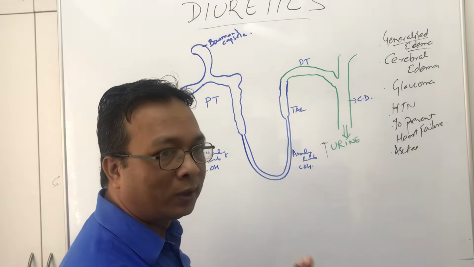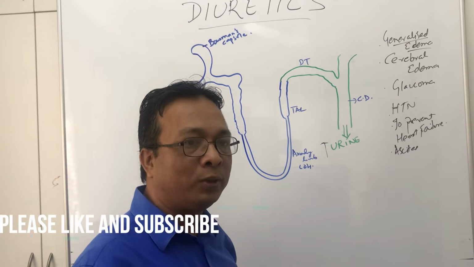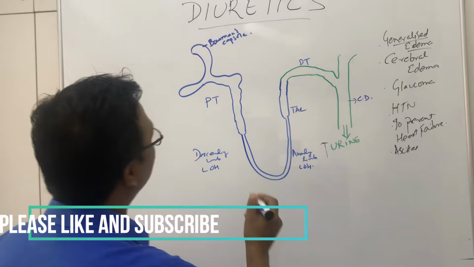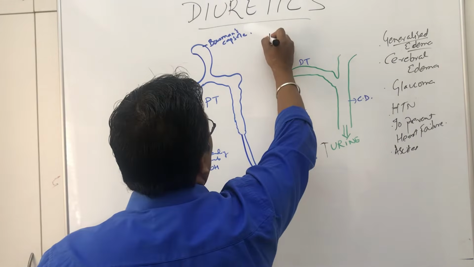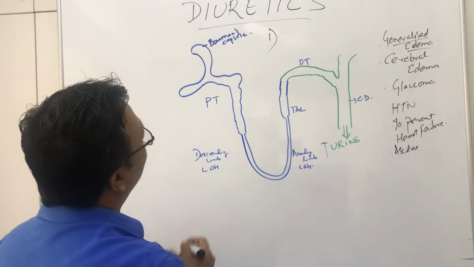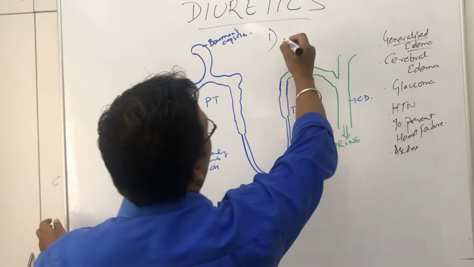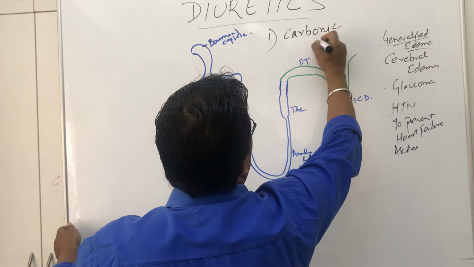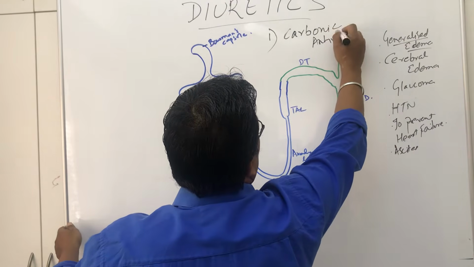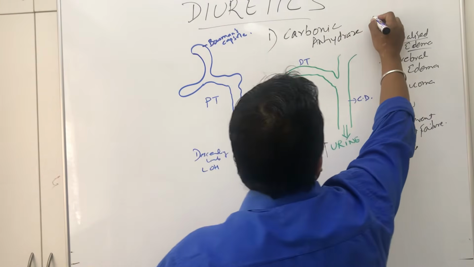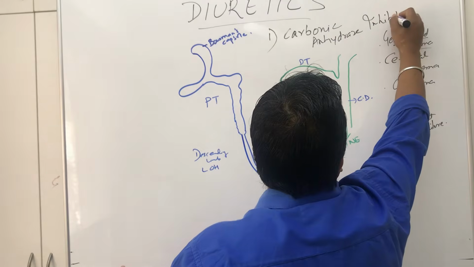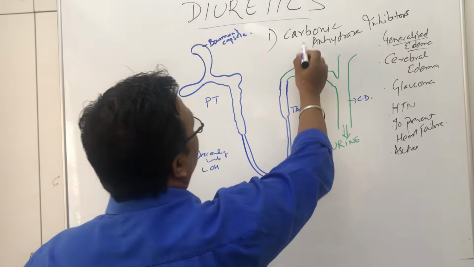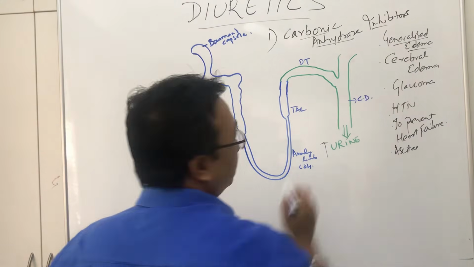Diuretics. Okay, so there are basically 5 types of diuretics which you need to understand. So number one type of diuretics is carbonic anhydrase inhibitors. So number one type, carbonic anhydrase inhibitors.